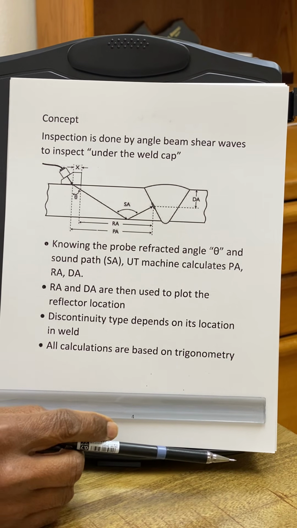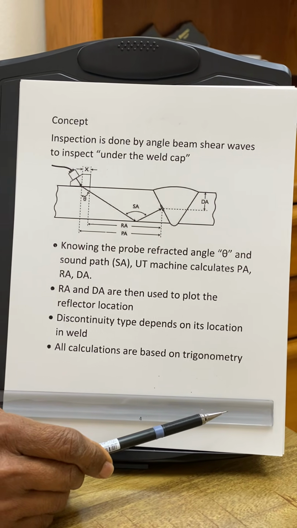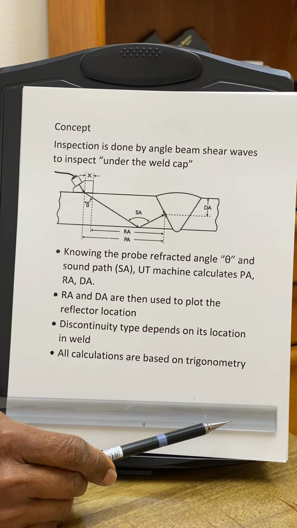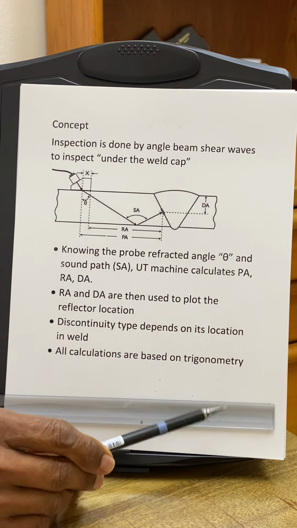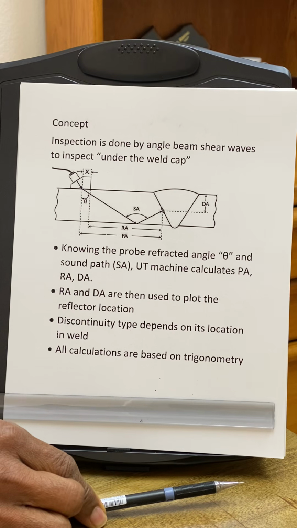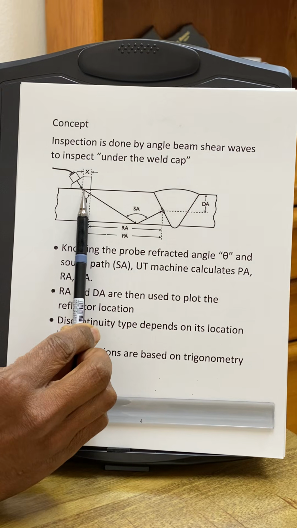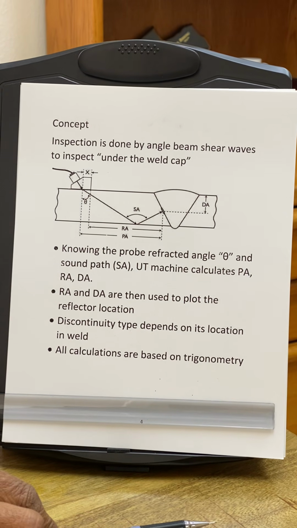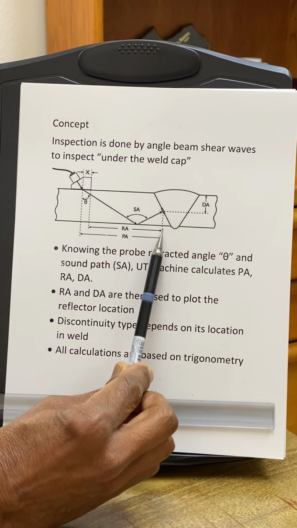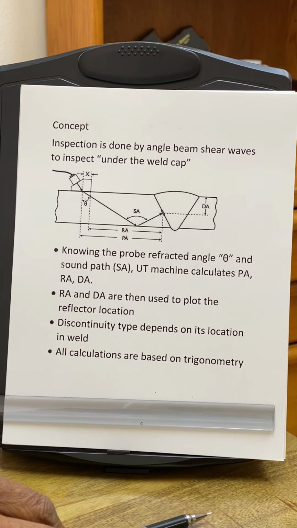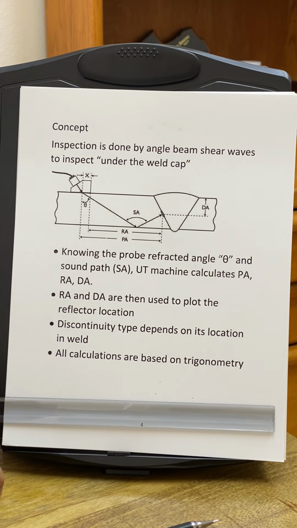Now, the older machines which used oscilloscopes required all of these trigonometric calculations to be done manually, but in all the new digital machines, these computations are done in the machine. All we have to do is input the refracted angle, input the thickness of the component, and add this X distance, which is from the exit point to the front of the wedge. Then the machine will display RA, which is from here to there, and DA, which is from there to there. Knowing that, we can plot the reflector location inside the weld.